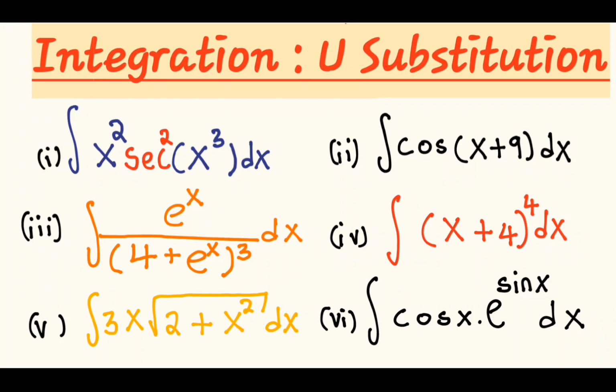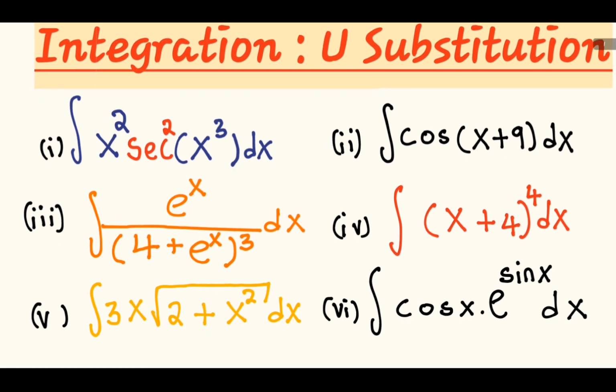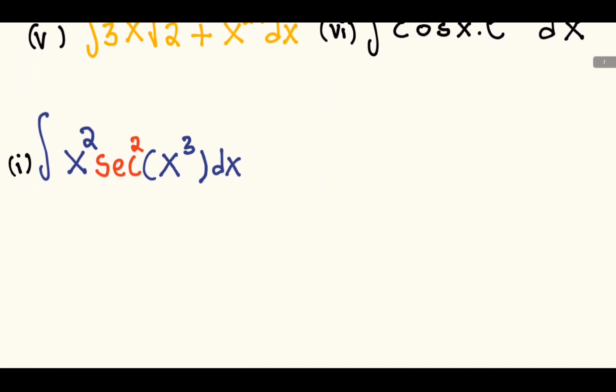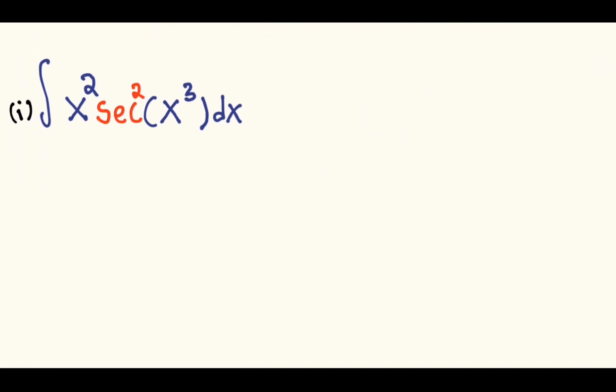Hello guys, in this video we'll be going through integration using the U substitution method. We use the U substitution method when we have a function and its derivative inside the integral. So the first question, we have the integral of x squared multiplied by sec squared of x cubed dx.